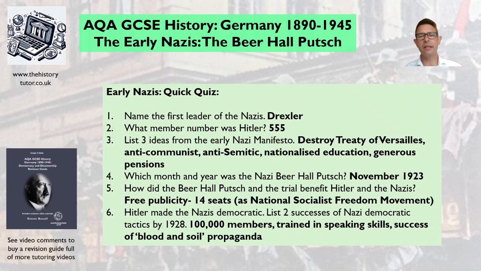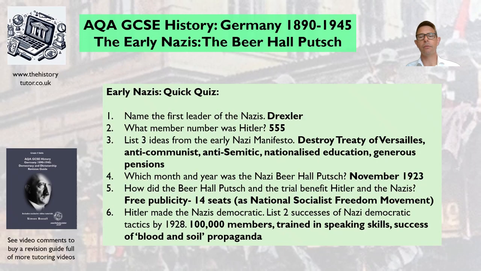Number 4, which month and year was the Nazi Beer Hall Putsch? That's November 1923. That's after, of course, Stresemann starts to pay back reparations and ends the passive resistance, and this is why the Nazis are so unhappy. They liked that nationalist policy of standing up to the French and rejecting the Treaty of Versailles and reparations.